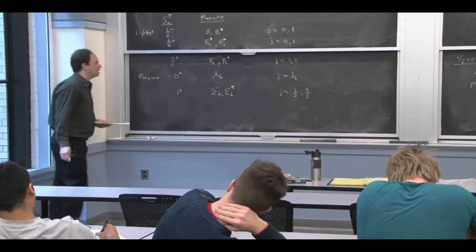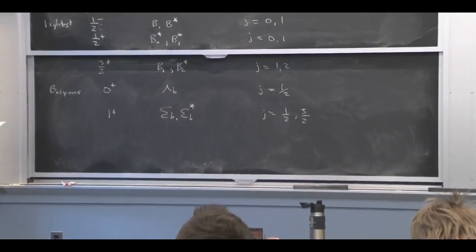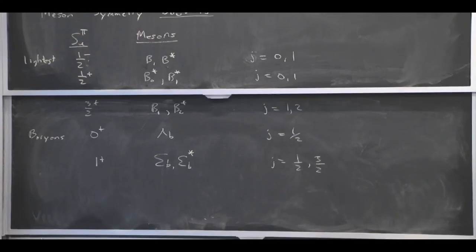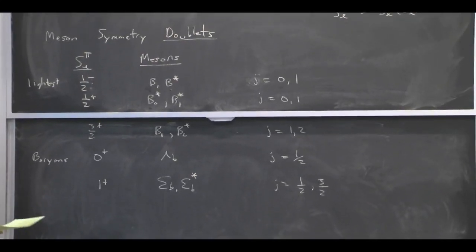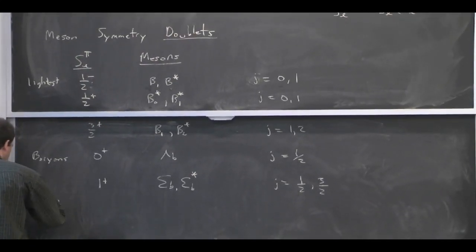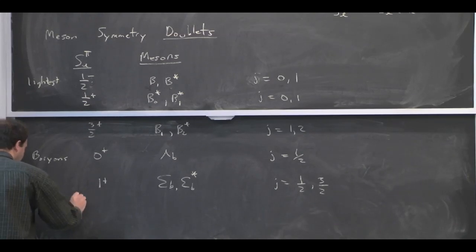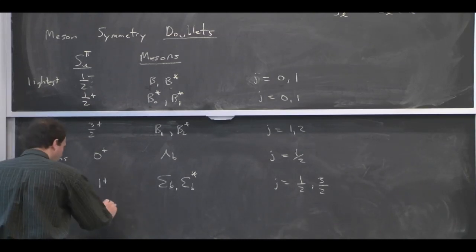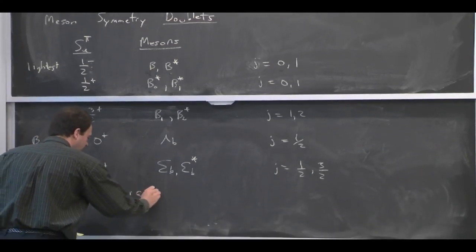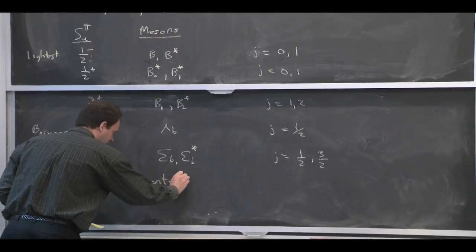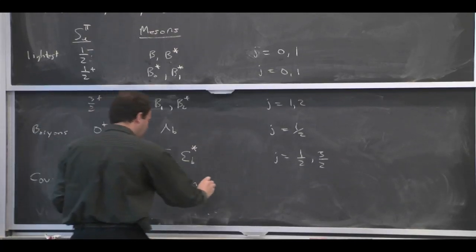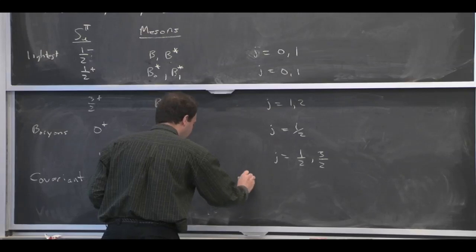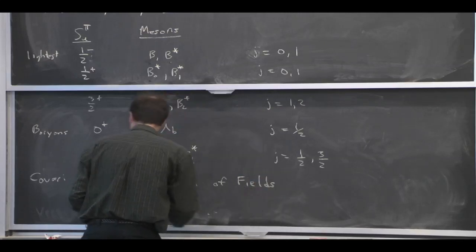So that's telling us that we're already making some predictions about mesons and baryons for that matter, just from symmetry. Now, if you want to really make predictions, you'd like to look at a little more dynamics. And for that, there's something that's kind of cool called using a covariant representation of fields. So I want to show you how that works.